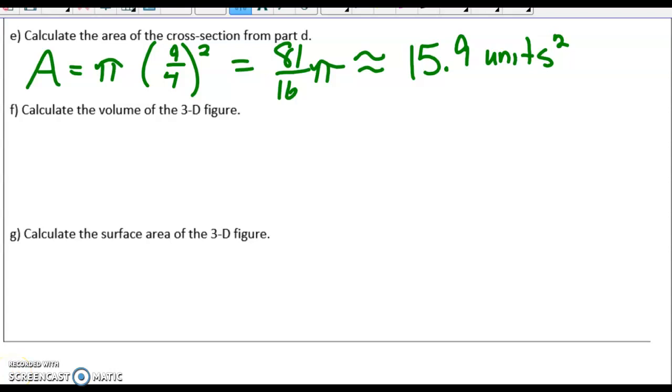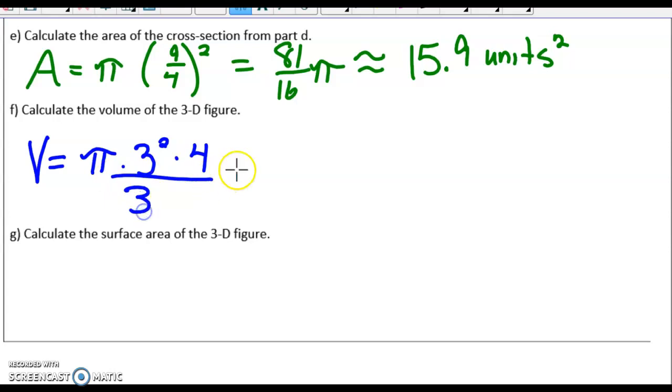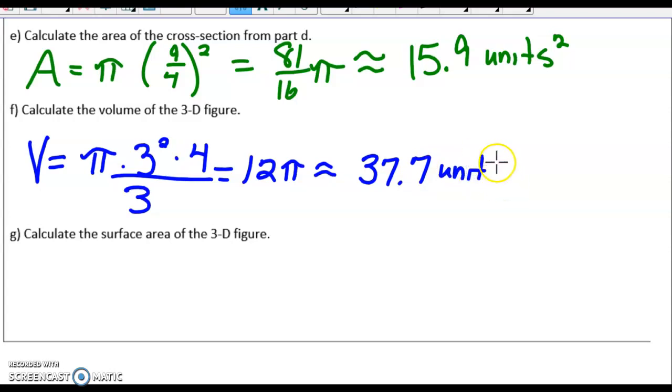Okay, and just to finish up what we were working on, we're going to find the volume of this cone. Maybe you don't remember these formulas, but you can certainly look on that sheet I gave you from last week. The volume of a cone is pi r squared times h divided by 3. So the cone has a radius of 3 and a height of 4. So this will turn out to be 12 pi, and that's approximately 37.7 units.